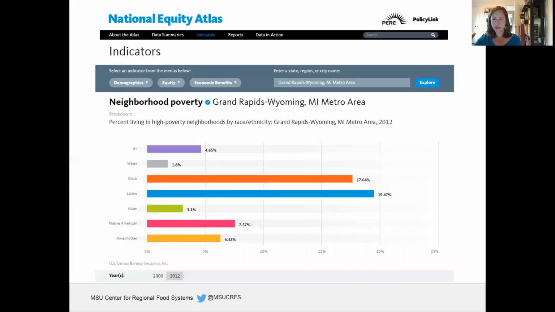Just a couple examples of indicators on that site. First, neighborhood poverty. Here we're looking at the Grand Rapids, Wyoming, Michigan metro area, and showing the percent of different races and ethnicities living in high poverty neighborhoods. You can really see the vast discrepancy between the percentage of Blacks and Latinos living in high poverty neighborhoods compared to white neighborhoods.